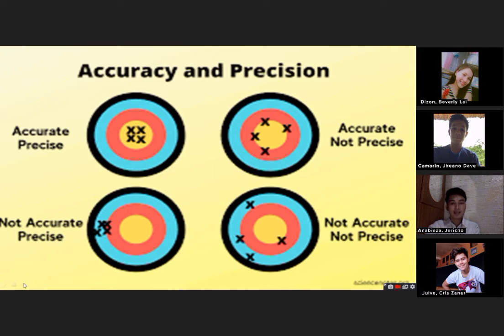So we have again here accurate, not precise. So why can you say that it is accurate and not precise? If you know the explanation, then comment down below. So next is not accurate, not precise. Again, I hope you have learned. I'm not going to explain this because I hope you really understand accuracy and precision.